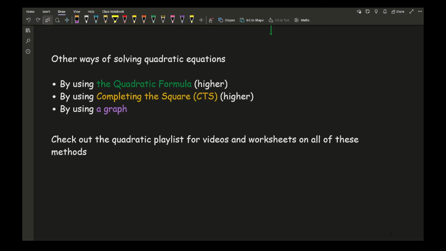Or you can solve a quadratic equation by using a graph. Now by using a graph, all you've got to do is plot the equation by making it y equals the equation, and then finding where the parabola, or where the U-shape or N-shape, crosses the x-axis, as shown in the introduction of solving equations.